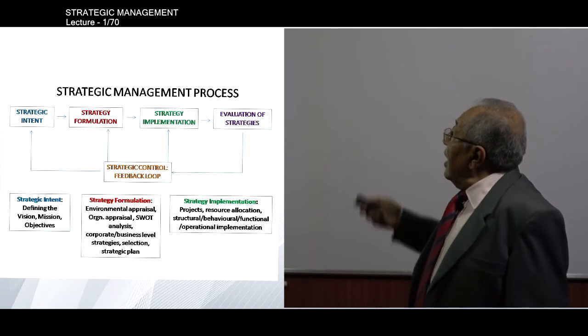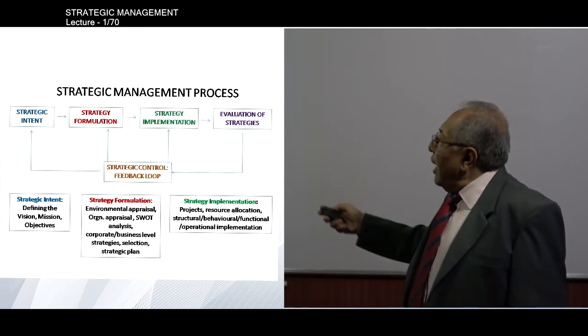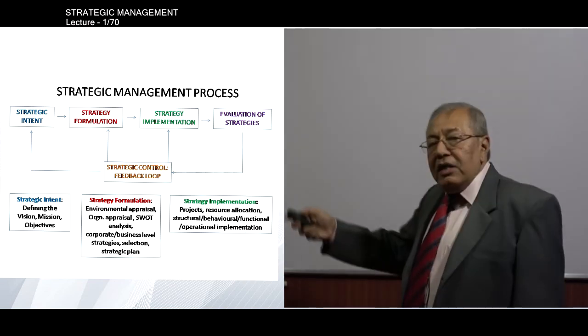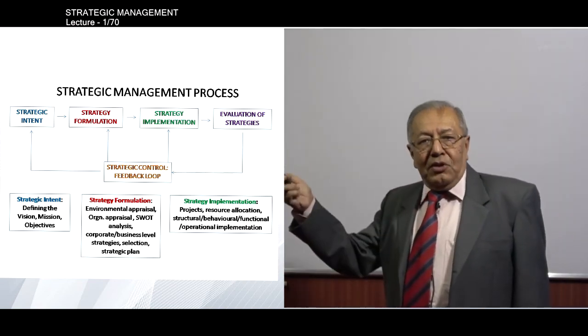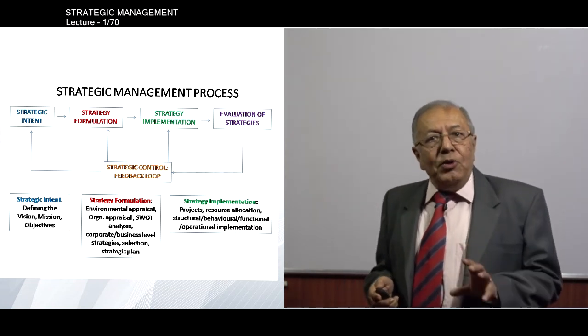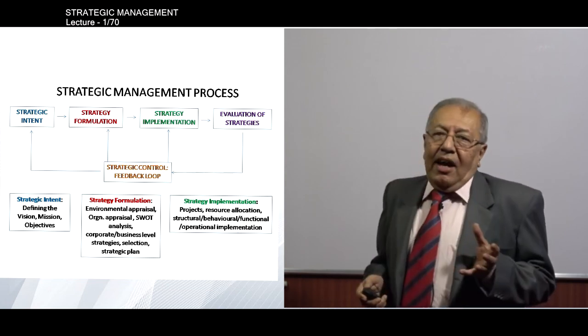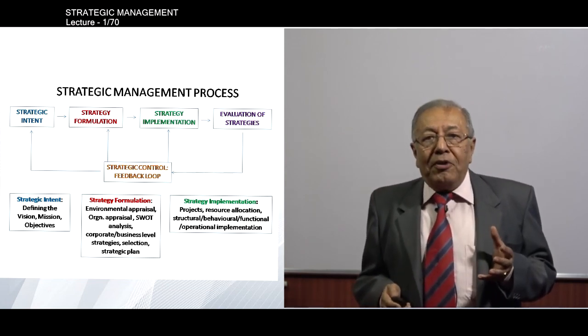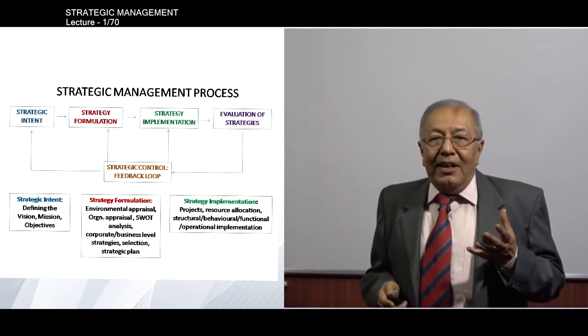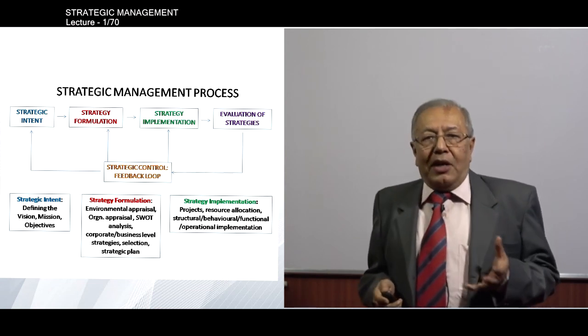Then there is the evaluation of strategies and the feedback loop, as you can see, goes from each box to the other box. I hope by this I have been able to give you an overview of what strategy and the strategic management process are. In the next class, we will take up how this is applied in a business. What is a business and what are the different types of strategies?